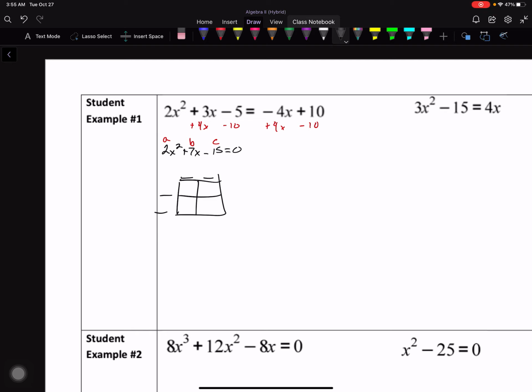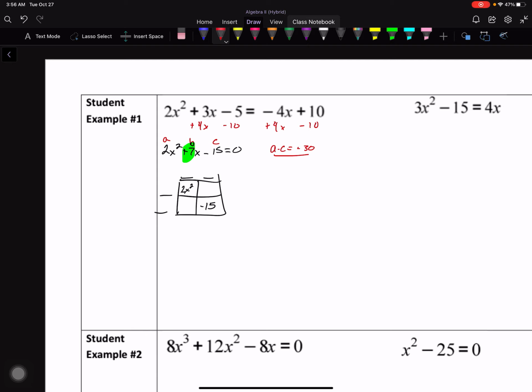Okay, my first term is 2x², that goes in the first box. My last term is negative 15, that goes in my last box. Now, off to the side, we're going to take A times C, and we get negative 30. Factors of negative 30 that add up to 7. So again, if you don't know, list them all out and then do the addition later.